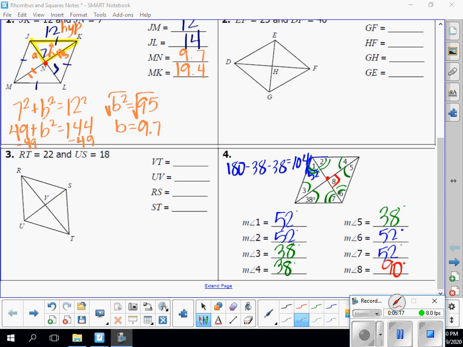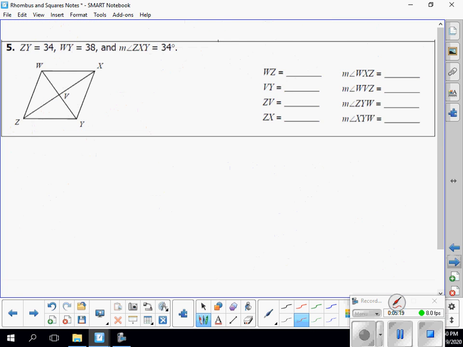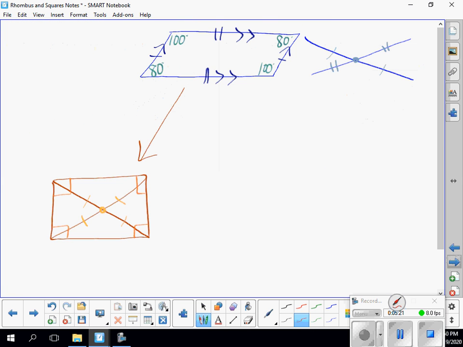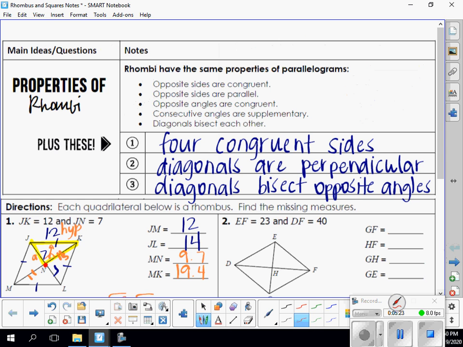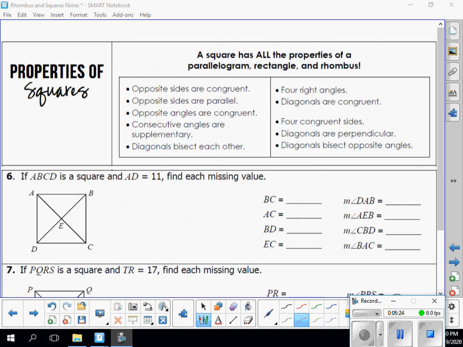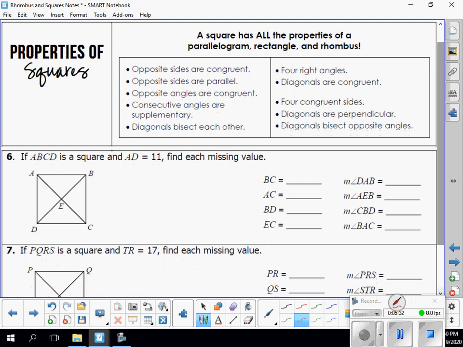All right, you should have finished number 5, and we're going to turn to page 13, and we're going to look at squares. A square has all the properties of a parallelogram, rectangle, and rhombus. Every single property we've talked about is going to flood into a square. For all the other ones, they have distinctive ones that belong just to them.